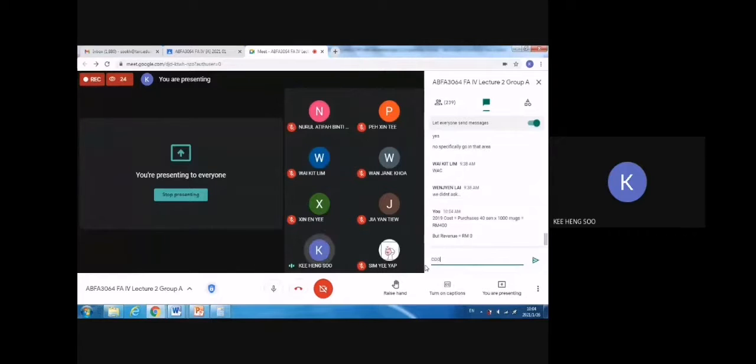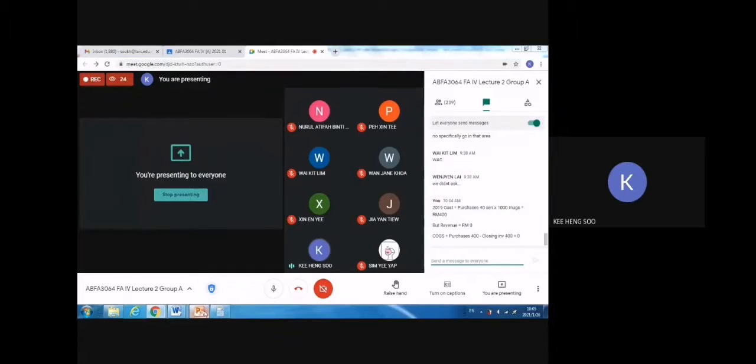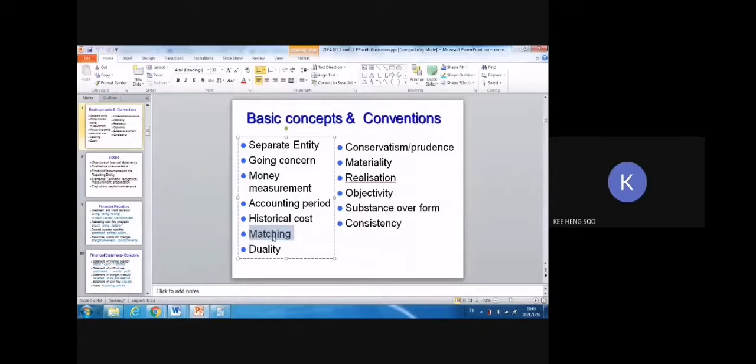So your cost of goods sold will be equal to your purchases 400 minus closing inventory 400. That is equal to 0. So now in 2019, the cost of goods sold becomes 0. Am I right? Matched with the revenue 0. That's the matching concept. And duality tells you that you record all your purchases to your payable or your bank account. You prepare the journal entry, duality, double entry.